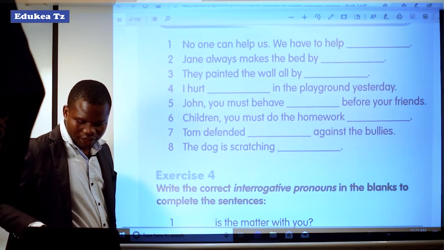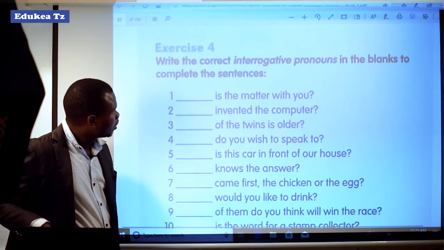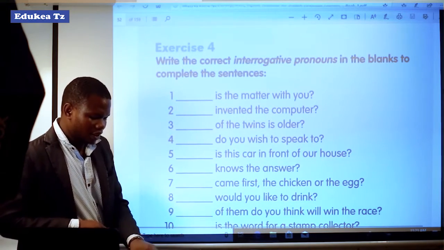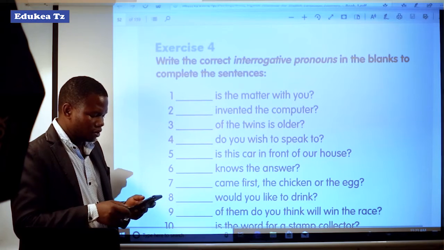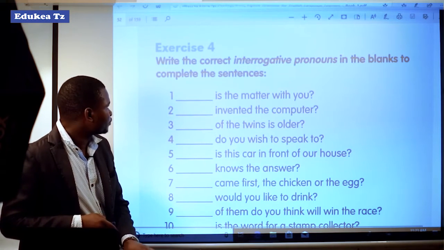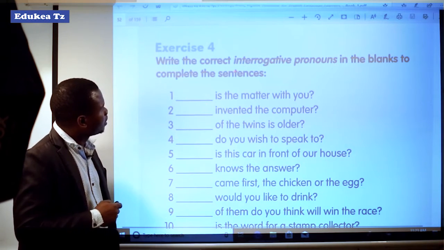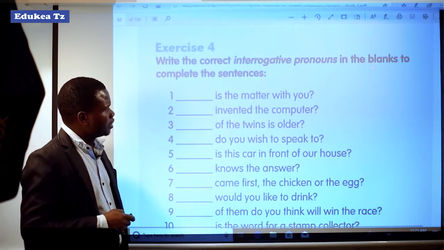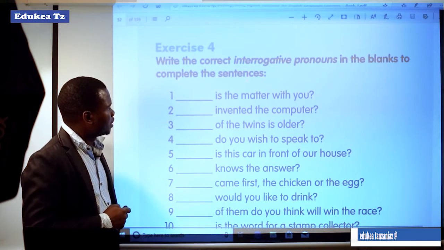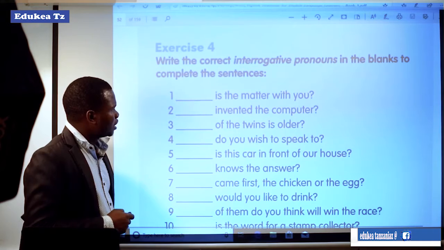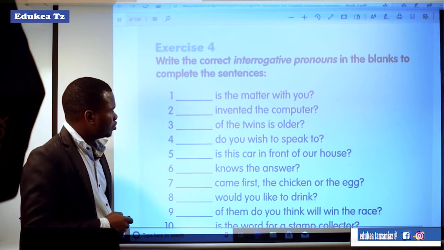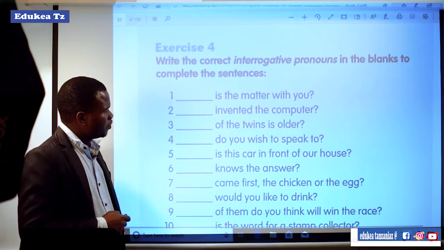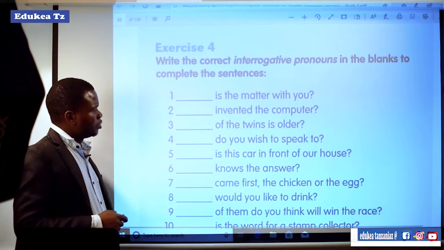This is exercise 3. The other exercise, that is exercise 4, is: write the correct interrogative pronouns in the blanks to complete the sentences. What is the matter with you? Who invented the computer?